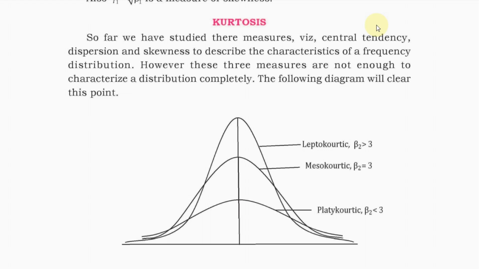So in today's class we shall look at the final concept of the chapter analysis of univariate data, that is kurtosis. So till now we have studied measures of central tendency, measures of position, measures of dispersion and measures of skewness.